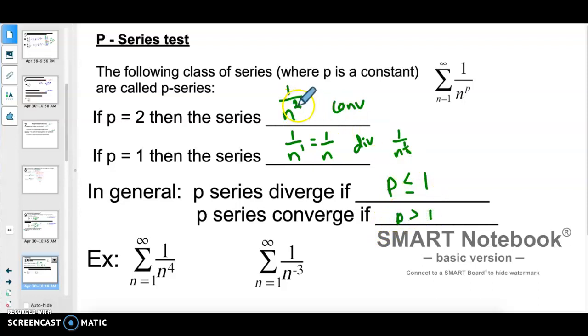So here, like n squared, that's going to get smaller fast enough. If it was 1 over n to the 8th, that would also be a p that's bigger than 1, so it's also going to converge.